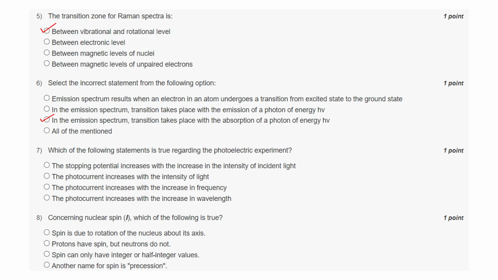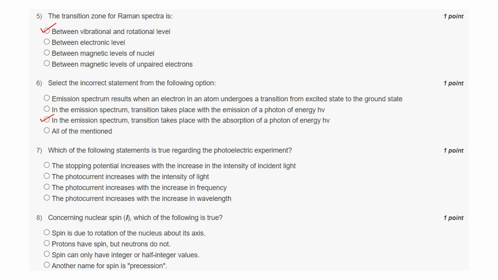Now, what is question number seven? Question number seven is, which of the following statements is true regarding the photoelectric experiment? The photoelectric effect was explained by Einstein, right? He gave the theory behind that and got the Nobel Prize. So we need to find out the correct statement. The first statement is the stopping potential increases with the increase in the intensity of incident light. So it is saying the work function increases with the intensity of the incident light. But work function is a constant, right? So this is an incorrect statement.